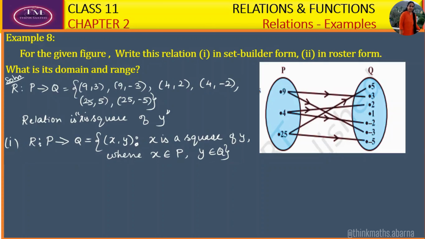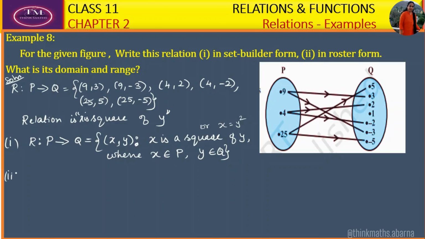So relation from P to Q, which is nothing but set of all ordered pair x comma y. And what is the relation? X is the square of y. So you can write x is a square of y, or x equal to y square. Here x should be from P, x belongs to P, and y should be from Q, so y belongs to Q. So this is the set builder form. Now we have to write it in roster form. So roster form is this.